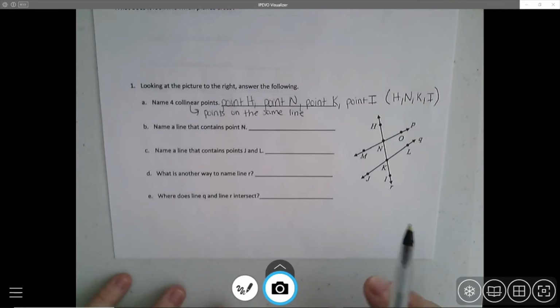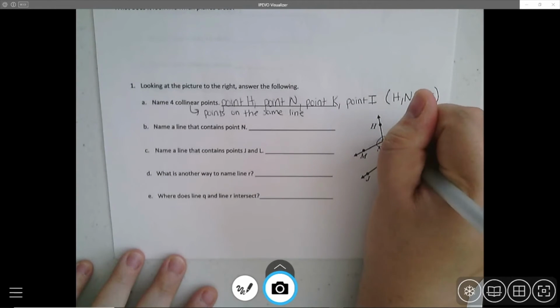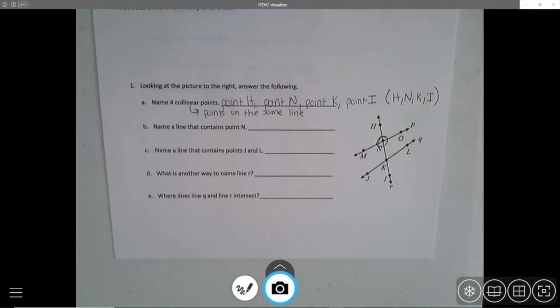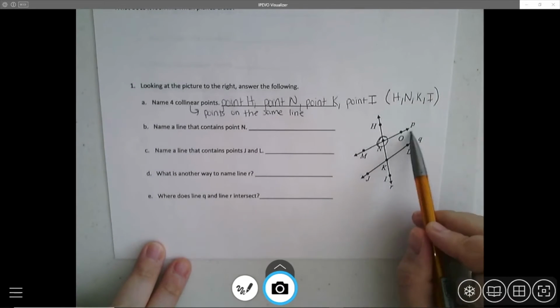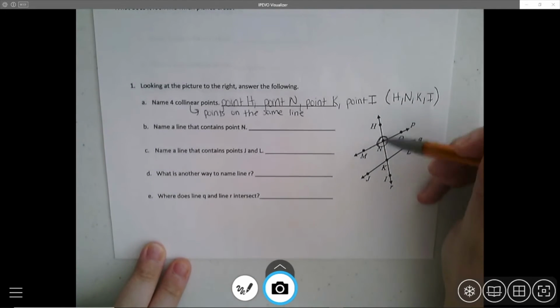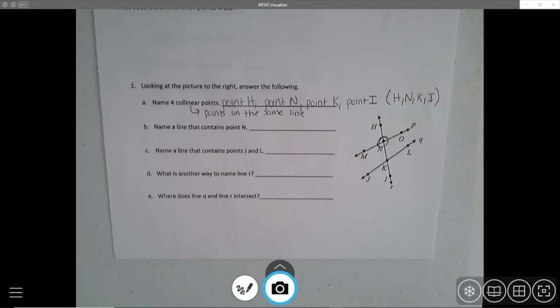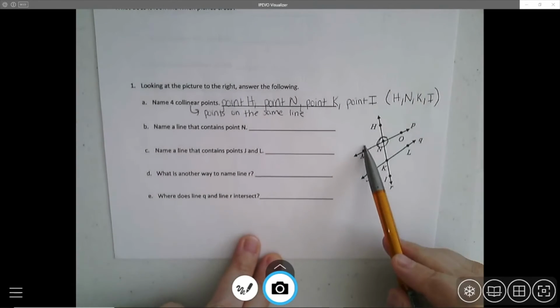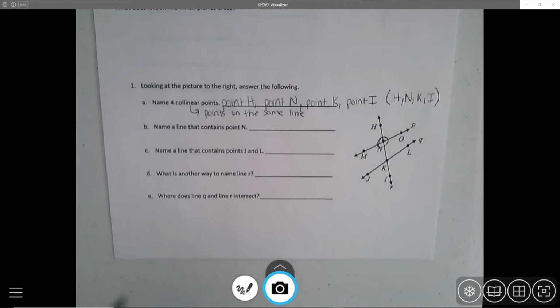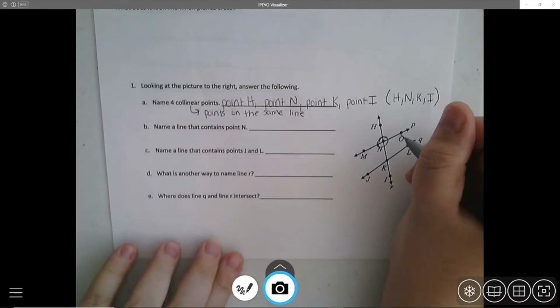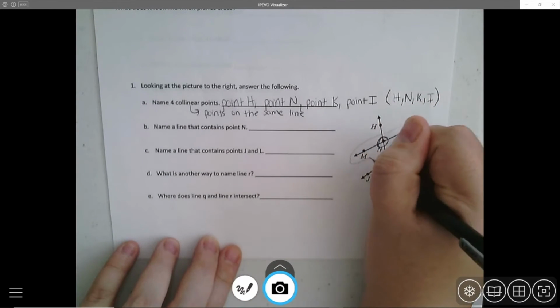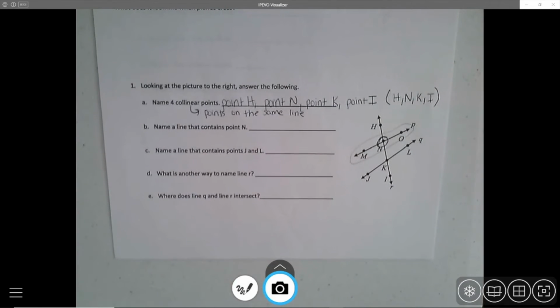Okay, name a line that contains point N. Here is point N. I identified where it is. Now, N is on two lines. Particularly N is on this one that goes side to side and up and down. You can choose whichever one to name. Let's say we choose the side to side. I'm going to circle this because then I'm able to erase this since I'm using pencil.